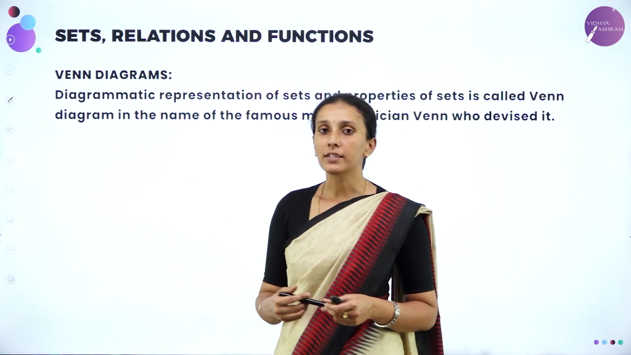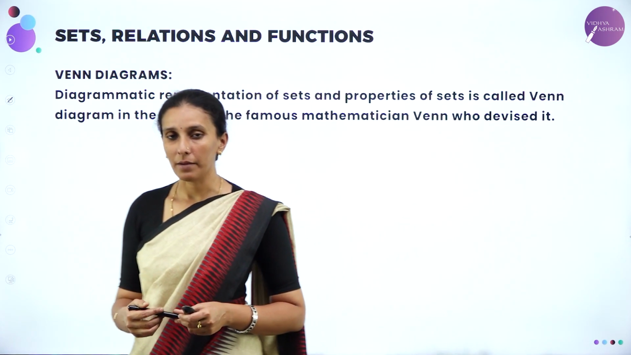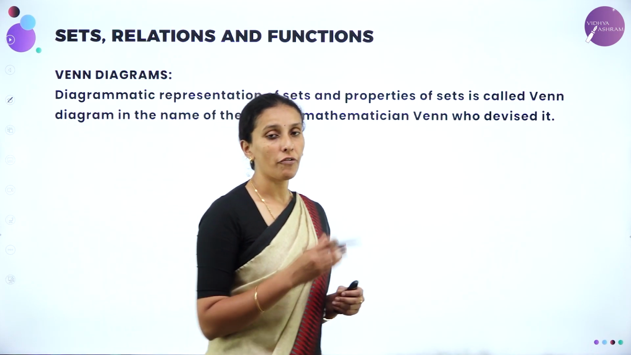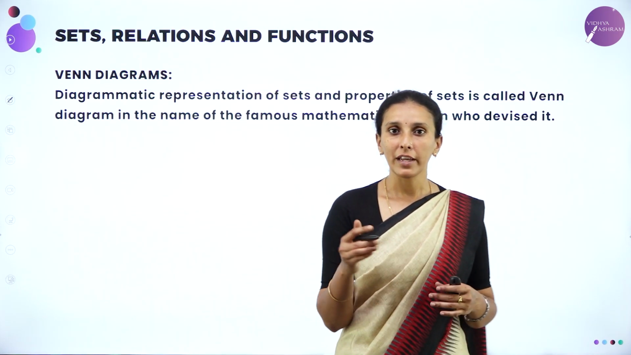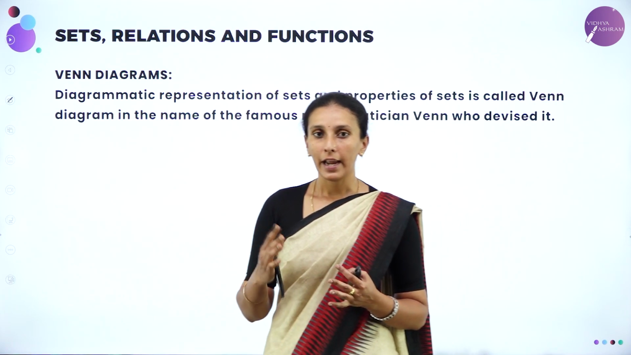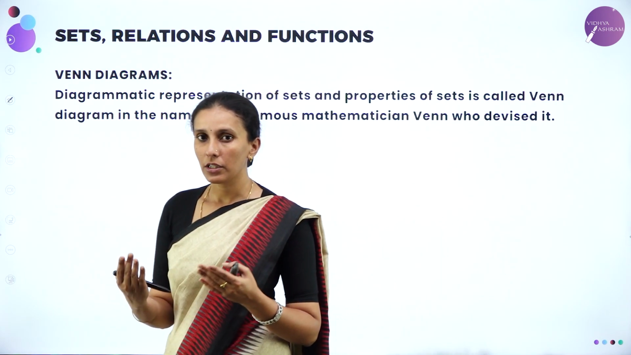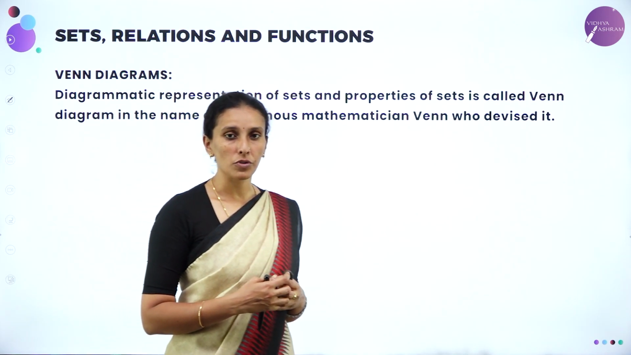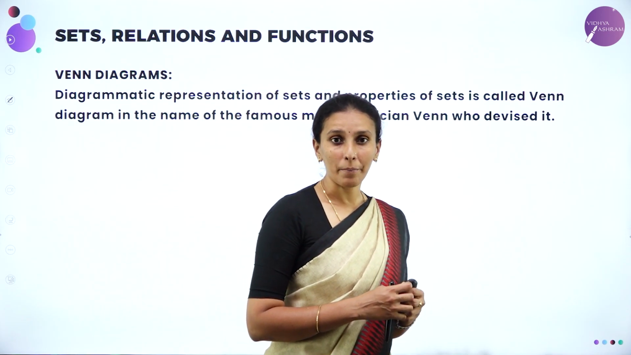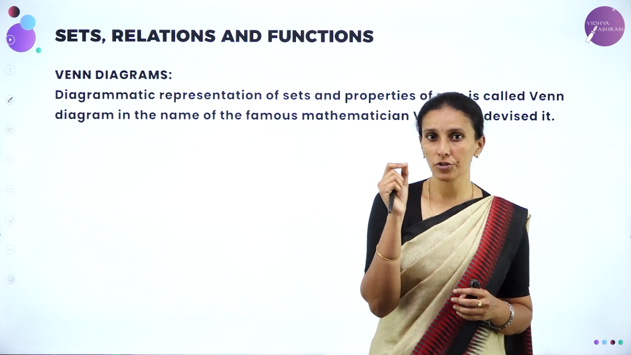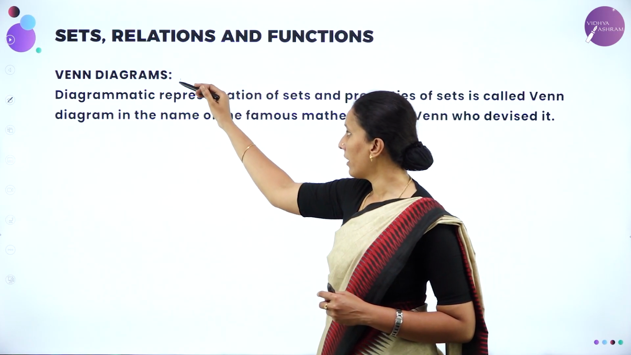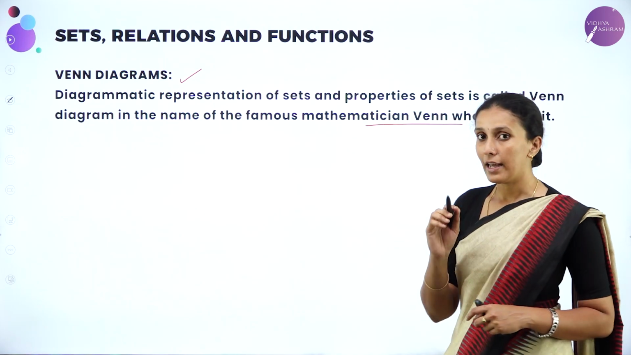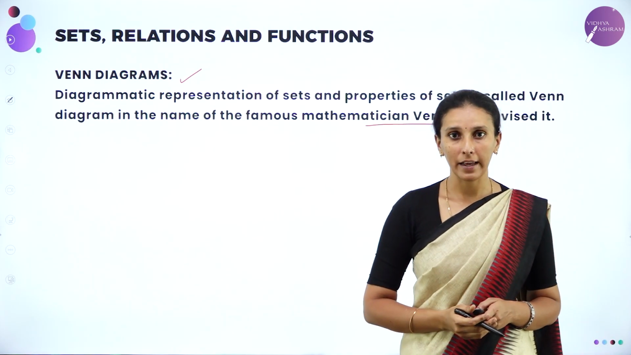Next, we come across a concept called Venn diagrams. Venn diagrams are a diagrammatic representation of all the operations of sets. We can represent A union B, A intersection B, commutative, associative, distributive properties, and De Morgan's laws also. The diagrammatic representation of the operations on sets is given by the Venn diagram, and it was designed by the mathematician Venn, and hence it is called Venn diagrams.